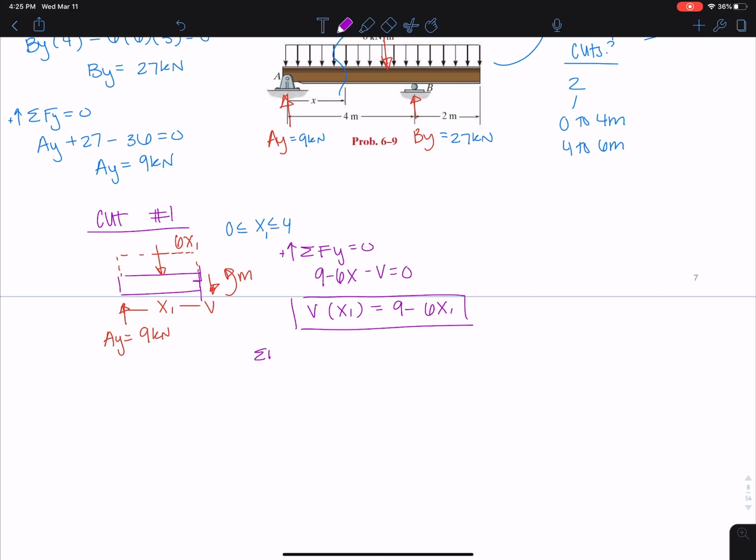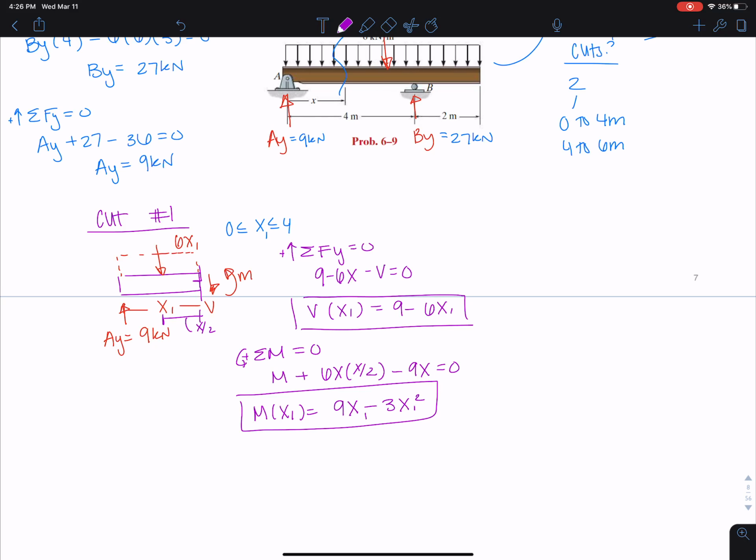Let's do the same thing for moment. We get that moment that we just made the cut at, plus 6x, and it acts x over 2 away, right? This distance here is x over 2, x1 over 2 really, and then minus 9x equals 0. And we can solve, say M of x1 is equal to 9x minus 3x squared. I'm going to put x1 so we know this is for x1, right?